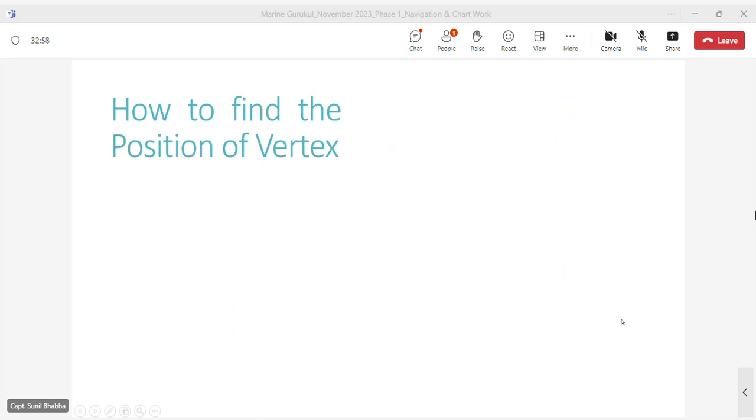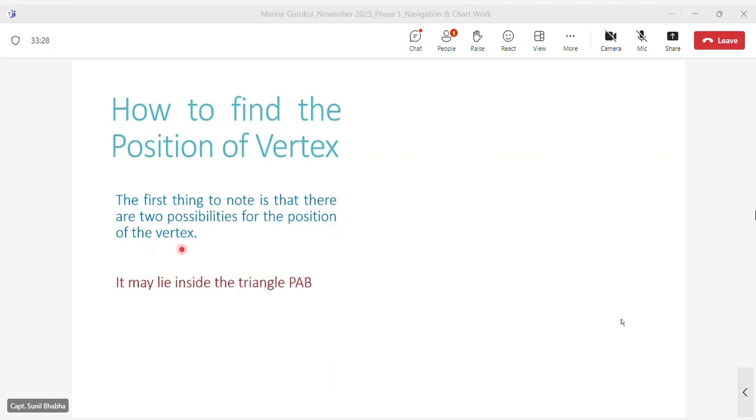Having understood the concept of the vertex and its different properties, we are now going into how to find the position of a vertex for a particular great circle track. The first thing we need to appreciate, a very important point, is that there are two possibilities for the location of the vertex. What are these two possibilities? One possibility is that the vertex may lie inside the triangle PAB.